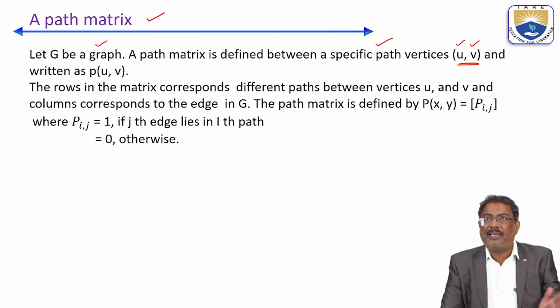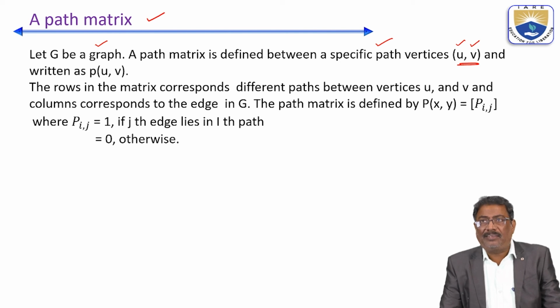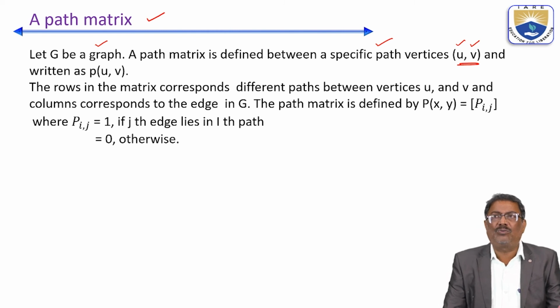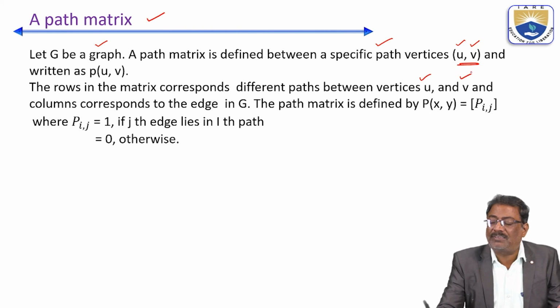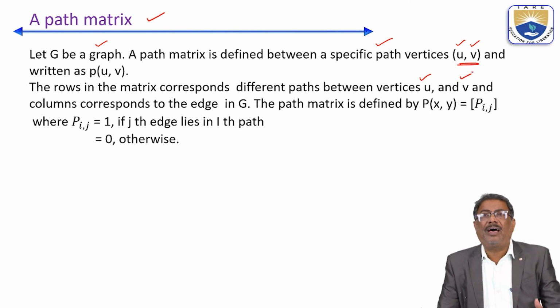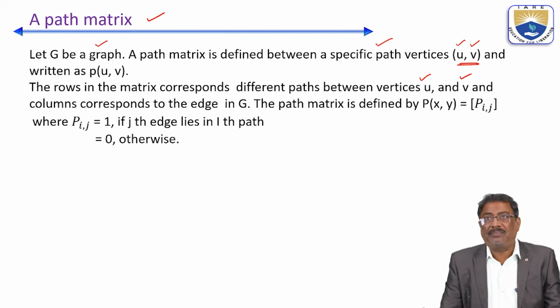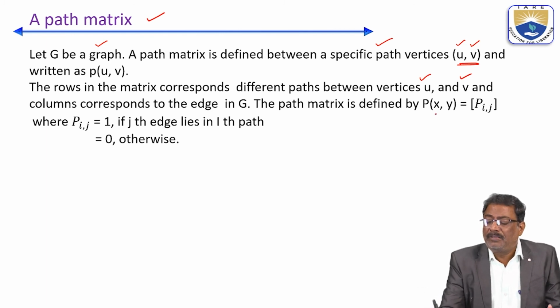Now, in any graph G, let us identify two vertices, let those vertices be U and V. There are so many paths between them, and we are going to represent those paths in a matrix. How are we going to represent that matrix? So here, between, let us say, U and V.